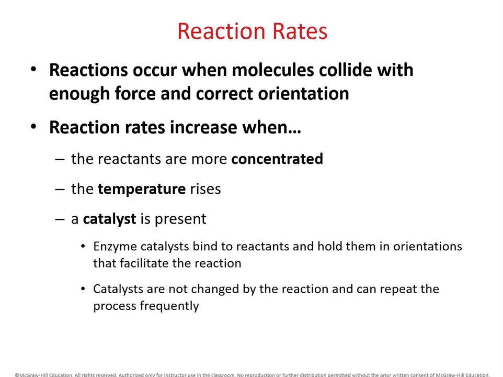There are three ways that we can increase the rate of a chemical reaction. The first thing is we can make the reactants, the starting things, more concentrated. So if there's more of something, it's more likely that by chance it's going to bump into the other reactant with the correct orientation, and the reaction is going to start happening.